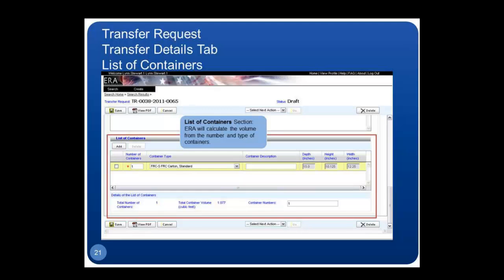It will take the dimensions of each of these containers and the number of the containers and do the math, which is a lovely thing. If the number of containers is changed, if the container type is changed, the system will redo the math. So you don't have to be concerned about this unless you are discovering that in our transfer request, we're indicating that there's a single box, and you think there are 5 boxes.